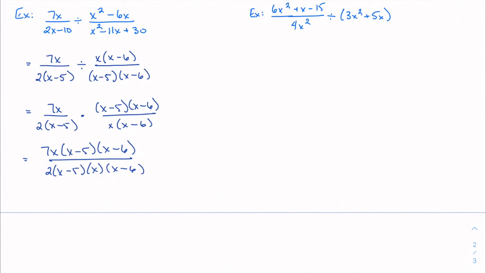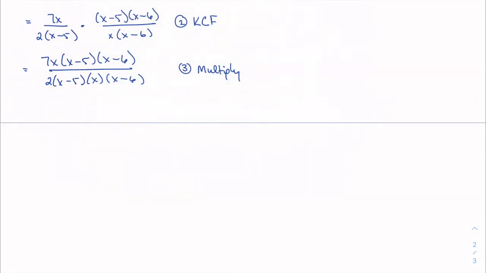All right, so if we're walking through my steps here, I factored. We keep, change, flip. We multiply. And now we simplify. So I see an x in common. I see an x minus 5, and I see an x minus 6. Wow. And all you're left with is 7 over 2. That worked out nice.